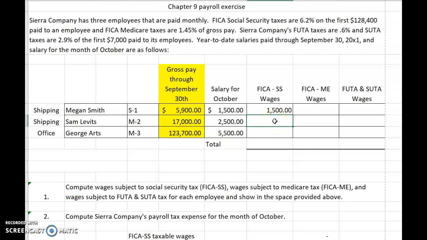There is no limit on wages paid subject to FICA Medicare tax. So all $1,500 of Megan's October salary is subject to Medicare tax. Put $1,500 in the FICA Medicare wages column.